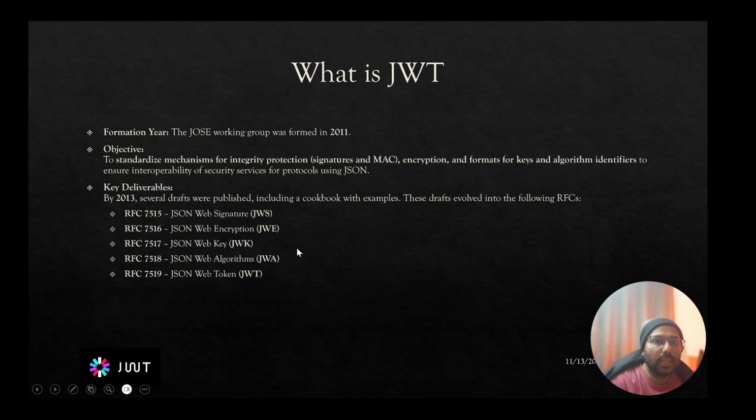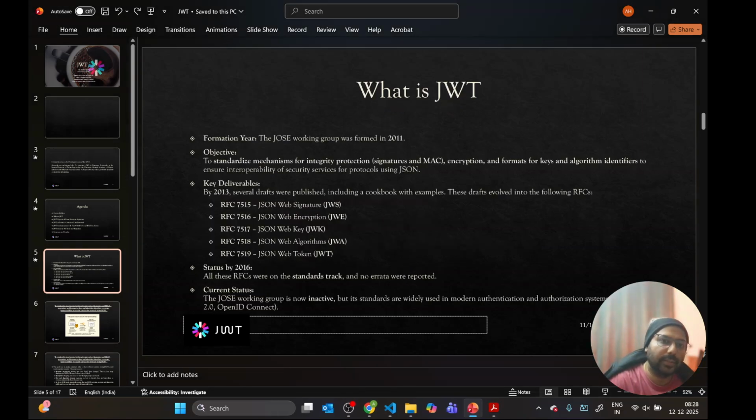We will see a brief on what the other protocols are: JWS, JWE, JWK, JWA, and JWT. All these RFCs are on the standards track, and no errata means no modification or changes have been done since 2016. So they are quite stable as a standard, and this secure standard has been adopted for a long time.